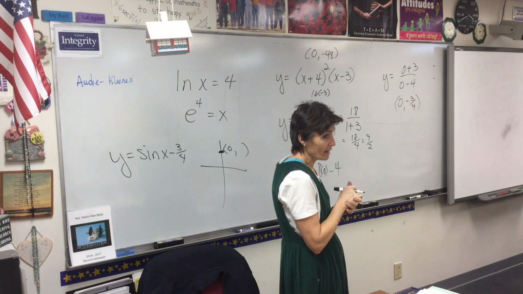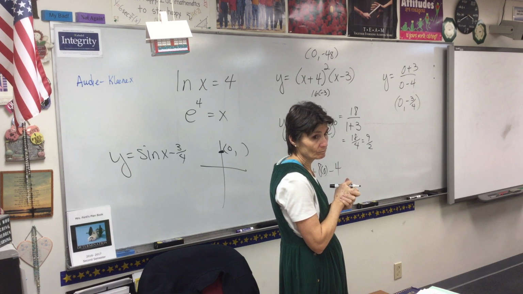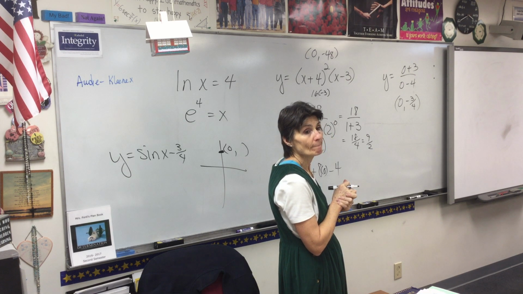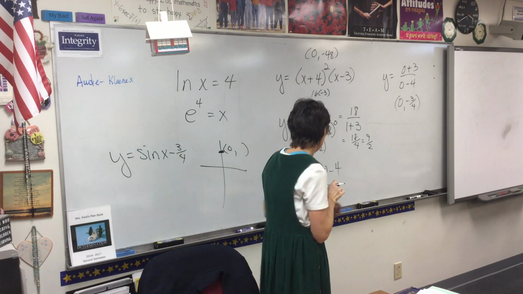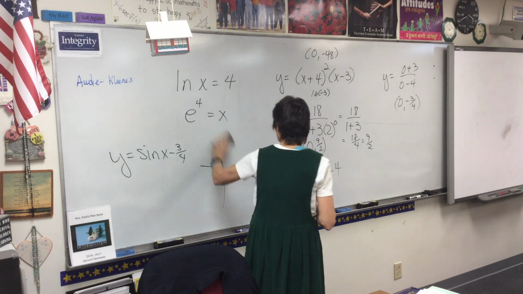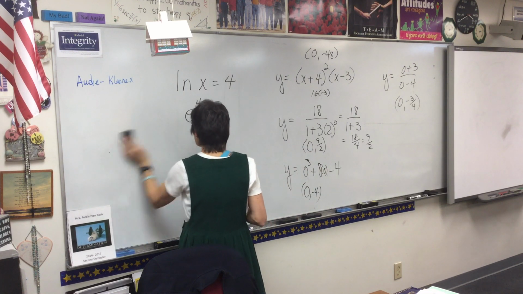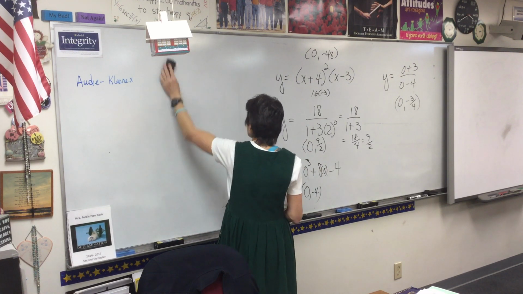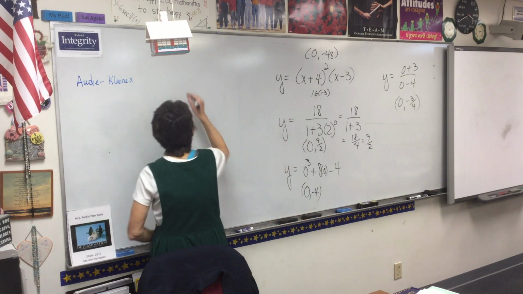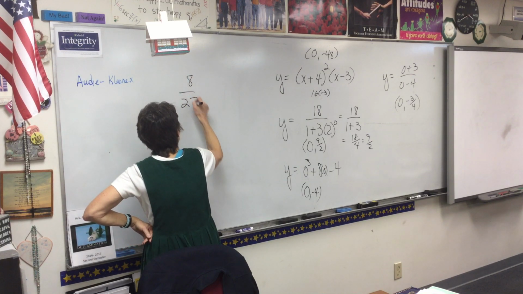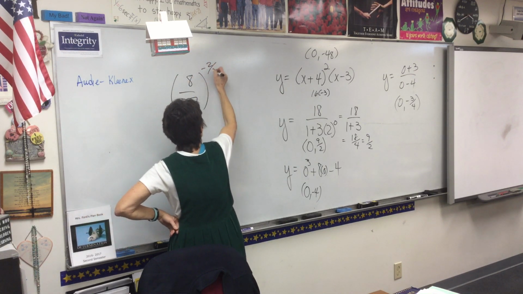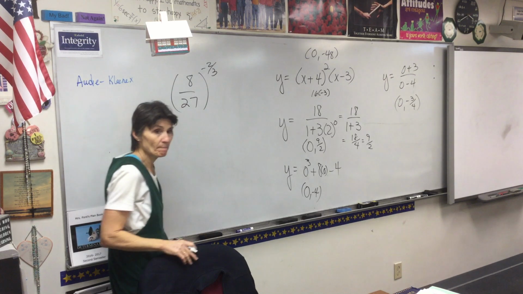All right, who else? James Wayne? You do a simplified problem where the base is a fraction and so is the exponent? Yeah. So we're simplifying something like 8/27 to the -2/3. Like that? Yeah.